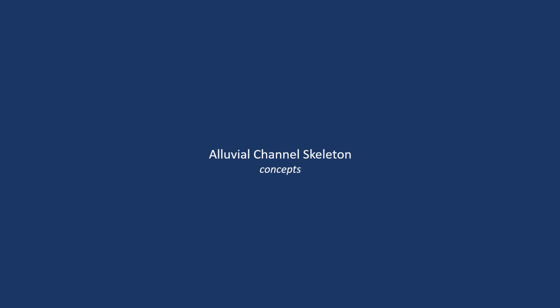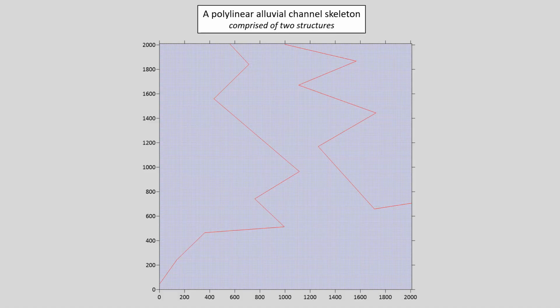So the first thing that we do is we introduce these things, which I'm going to call alluvial channel skeletons, to the model domain. As you can see from this picture, these are simple segments, polylinear features. We're going to have 2 of them in our model domain. They're defined by vertices, and these vertices are joined by straight lines.